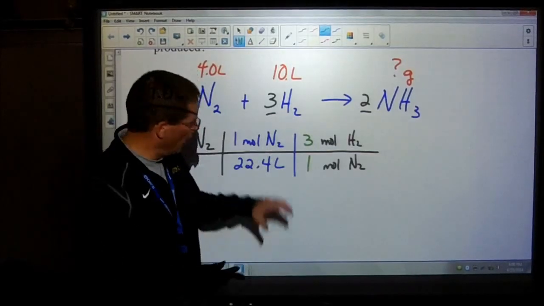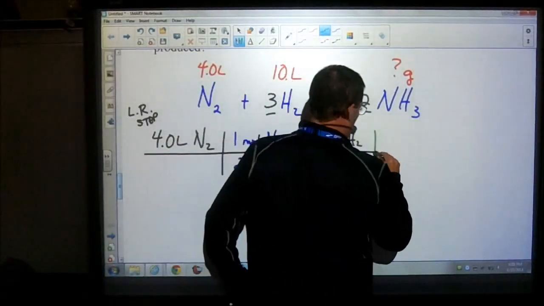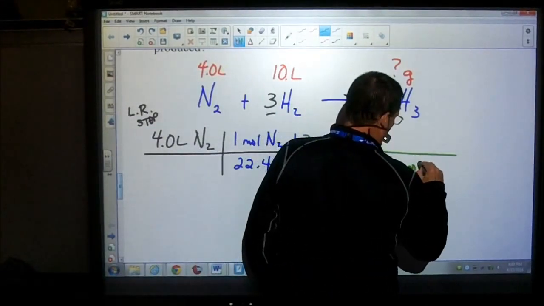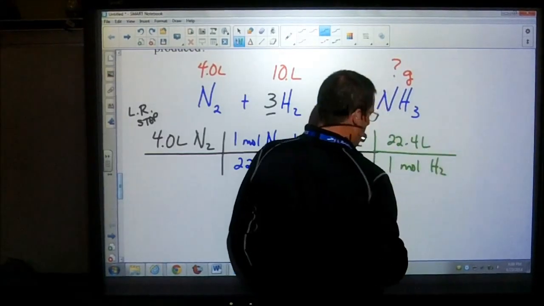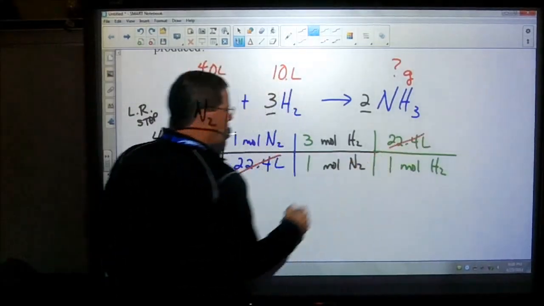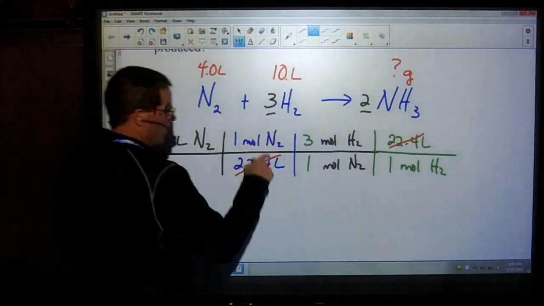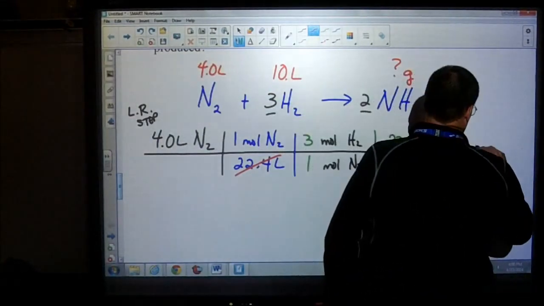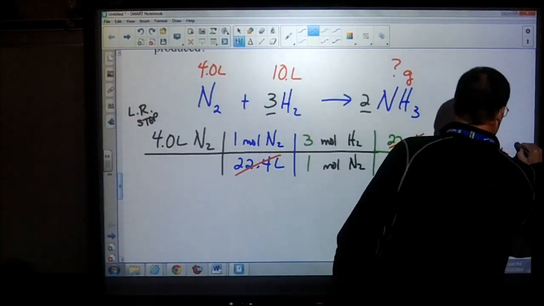If it were in grams, I'd change the moles into grams, but it's in liters. So I'm going to change it into liters. So I'm going to move 1 mole of hydrogen down, and I'll put my 22.4 liters right there. All right, so I can cancel out the 22.4s. So essentially what I have is 4 times 3 divided by 1. So what this is saying, in the limiting reactant step, is 12 liters of hydrogen.